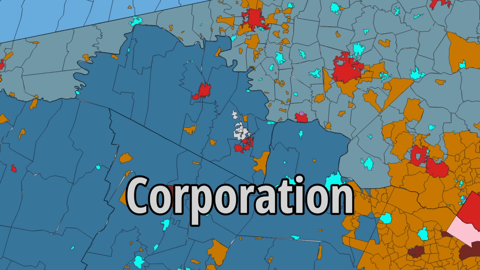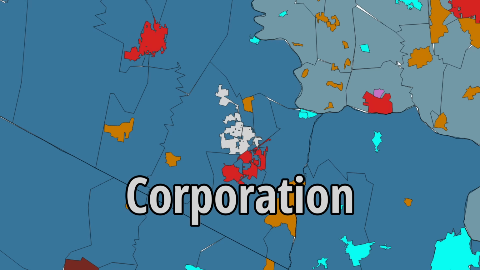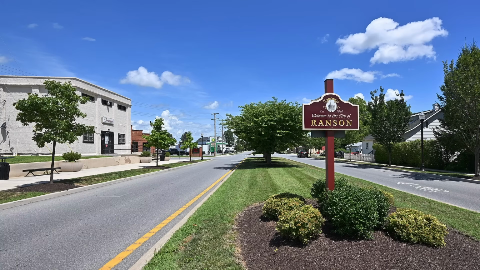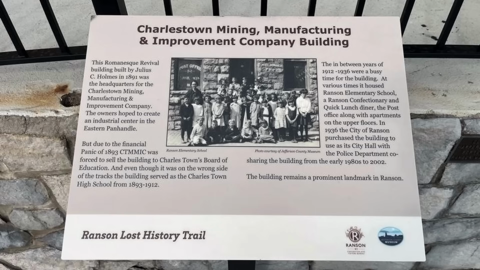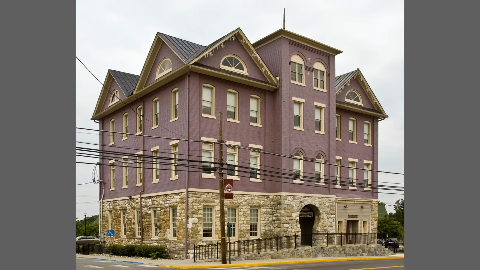Next, we have a very strange place. There is one corporation in the entire US, and that is Ranson, West Virginia. It literally has the same functionality as any city in West Virginia. The only difference is that it was founded by a corporation, specifically the Charlestown Mining, Manufacturing, and Improvement Company. This corporation was incorporated in 1910. And it is a dependent place.